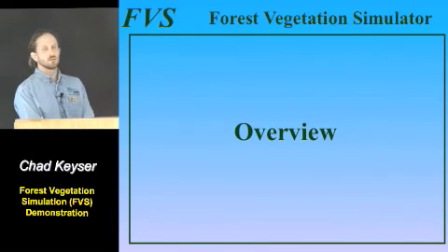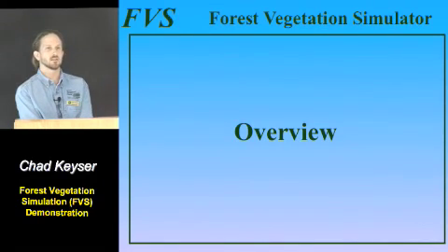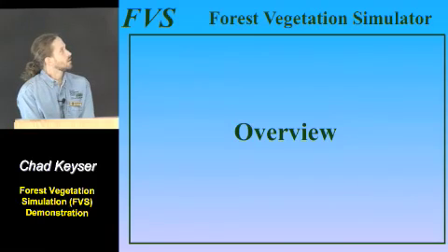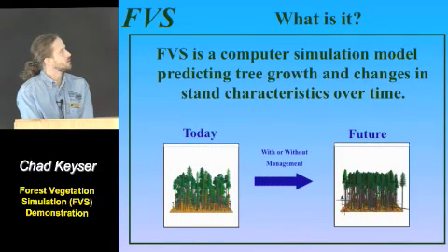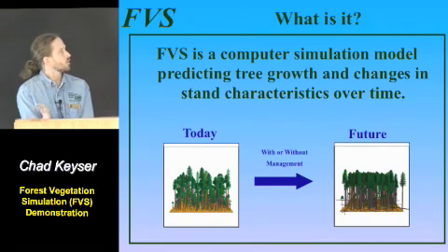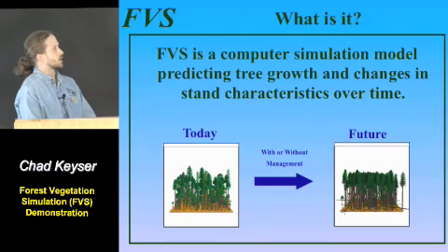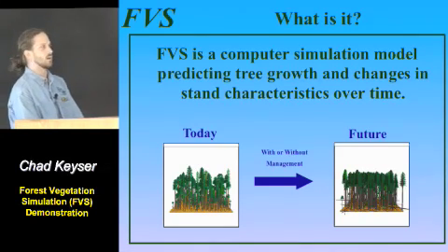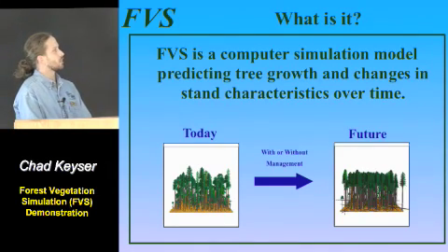So let's slide into a general overview of what FVS is. And first, let's just look at a basic description. FVS is a computer simulation model that predicts tree growth and changes in stand characteristics over time. And it does this both with and without management to simulate the natural as well as man-made disturbances that a stand might see over the simulation time frame.